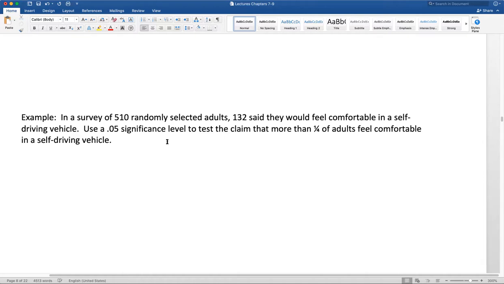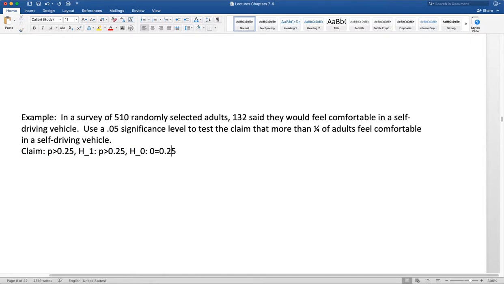Okay, so what we need to figure out first is H sub 0 and H sub 1, right? So first, the claim. The claim is p is greater than, right? More than one quarter is 0.25. So H sub 1 is going to be p is greater than 0.25, and then H sub 0 is p equals 0.25.